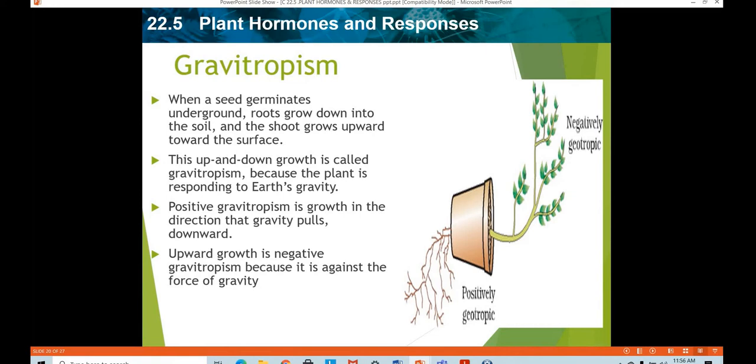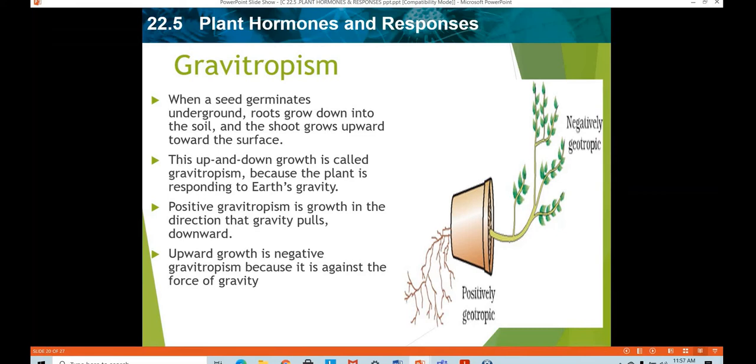Now let's talk about gravitropism. When a seed germinates underground, the root grows downward into the soil and the shoot grows upwards towards the soil surface. We all know how the root grows and how the shoot grows. This up and down growth of a plant is known as gravitropism. As it has gravity in that term, it is known as gravitropism.